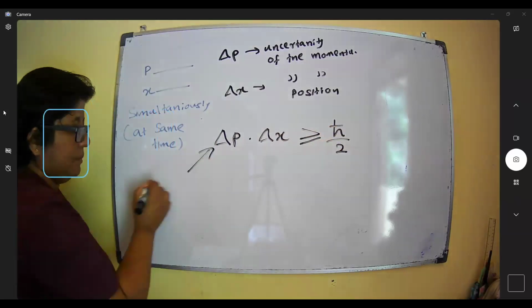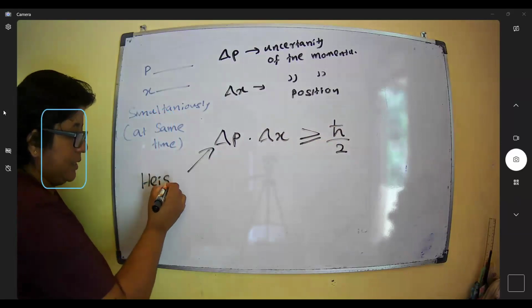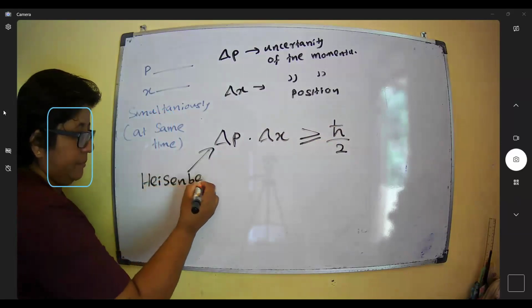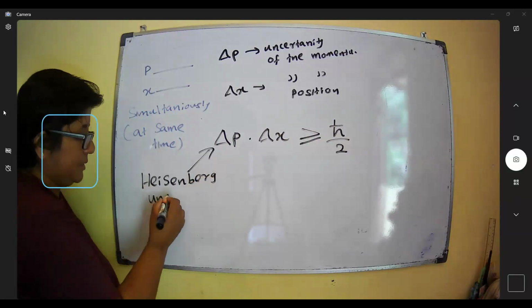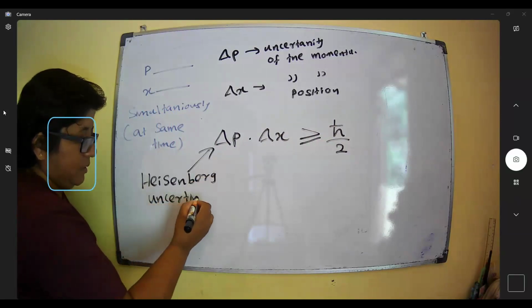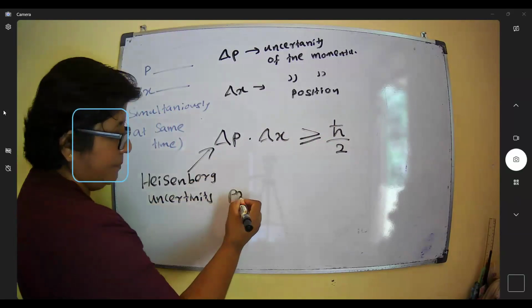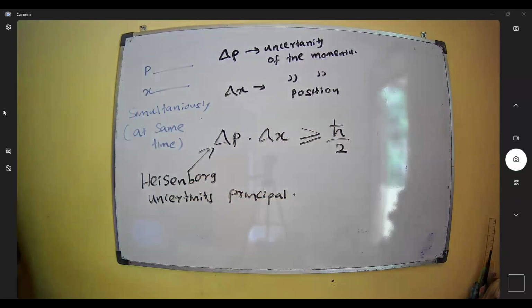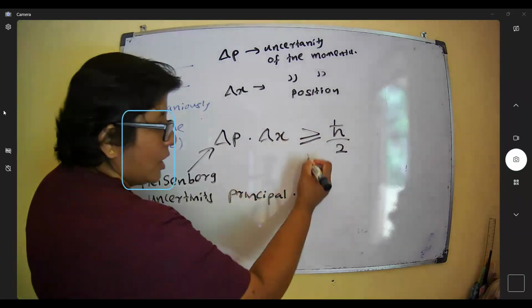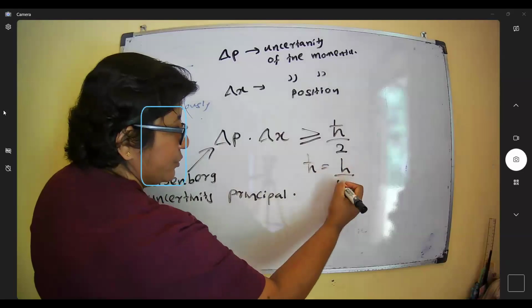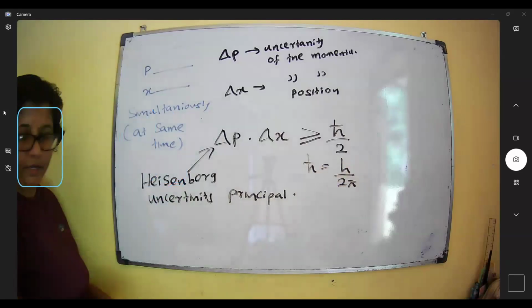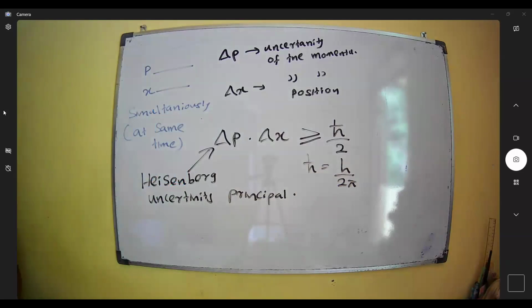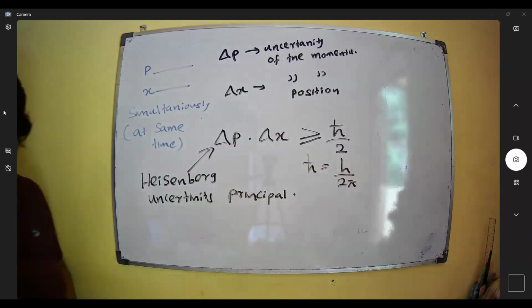This represents the Heisenberg uncertainty principle. Then we can convert H cross, which is equal to H over 2 pi. It is also related with the Planck constant, right? The Planck constant divided by 2 pi is the H cross value, right?